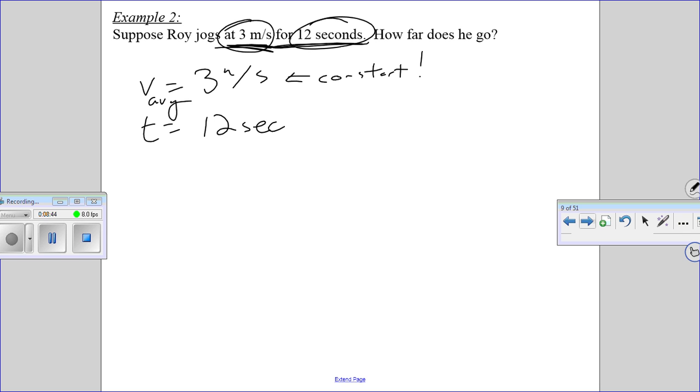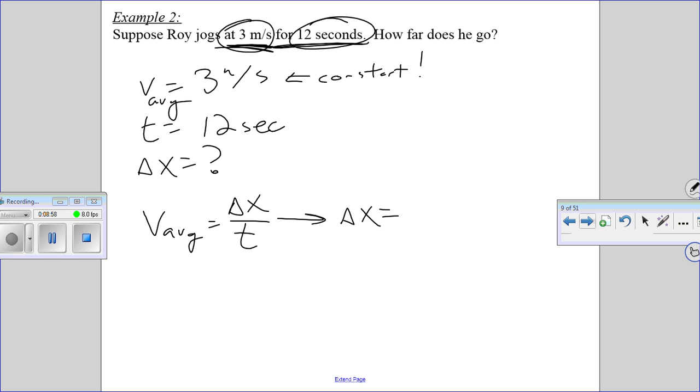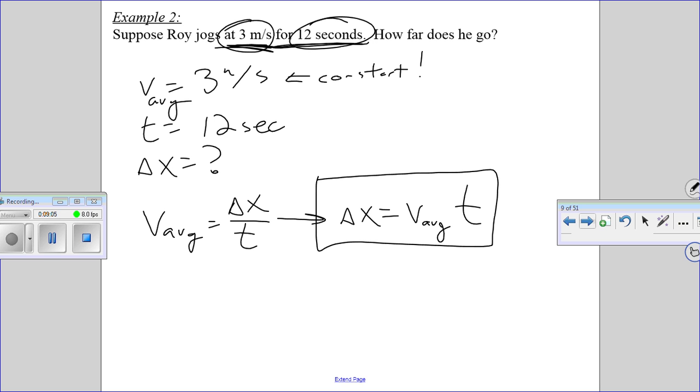Okay, and then it wants to know how far he goes, so it's asking for displacement. So a little bit of algebra. I know that V average is displacement over time. So multiplying both sides of this equation by time tells me that displacement is average velocity times time. This equation will come up often enough that you might as well just memorize it. And hopefully it makes some common sense. This is basically distance equals rate times time from your algebra class in whatever grade that was.